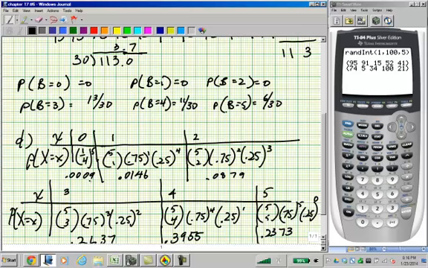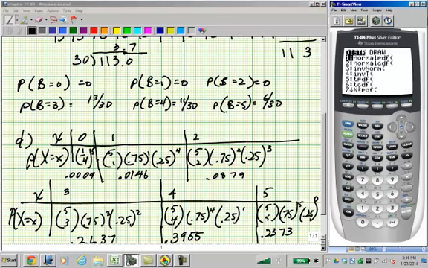Now, the probability of 1 out of 5 is 5 choose 1. I'm using binomial probability here: 0.75 to the first times 0.25 to the fourth, 0.0146. Again, that's very low, so it's unlikely that would happen in 30 trials. Now 2 is 5 choose 2, 0.75 squared times 0.25 cubed. That's 0.0879.